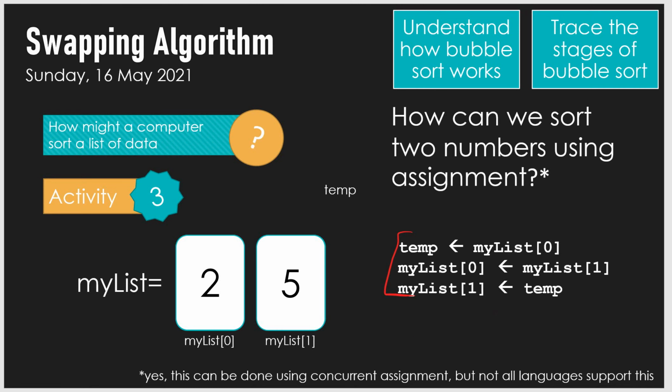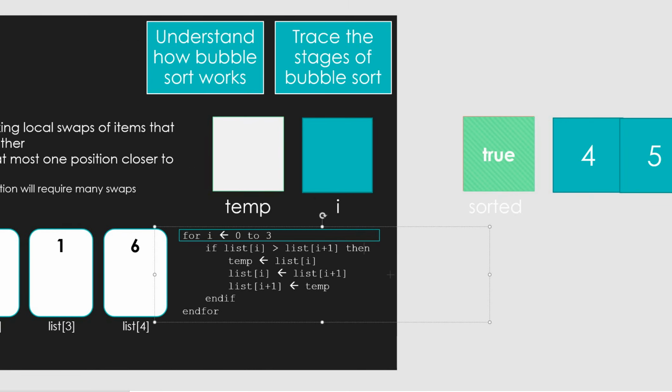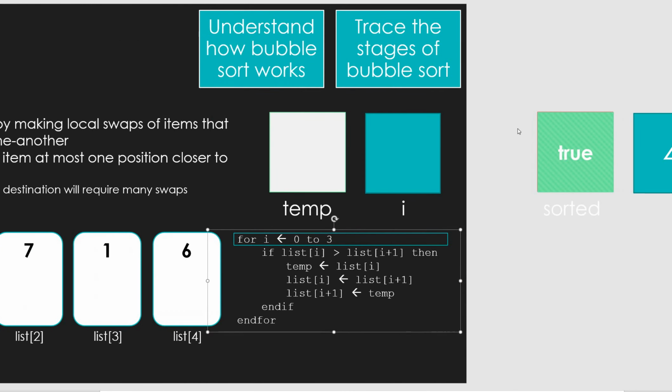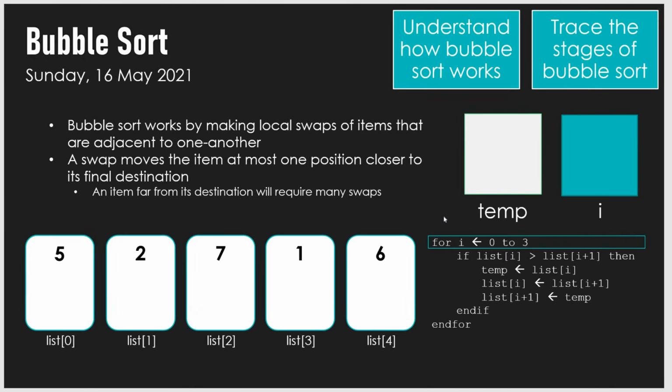So now let's look at this algorithm in a little bit more detail. We're going to see how this swap algorithm is going to swap these values in this array. So we're going to look at the bubble sort algorithm now in a little bit more detail.